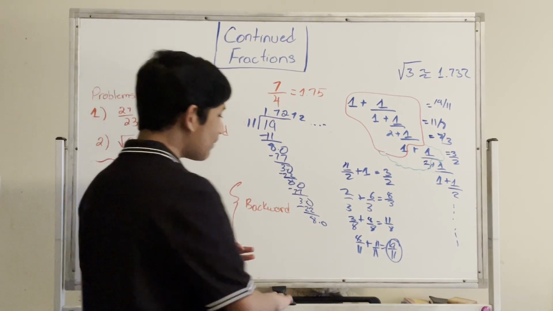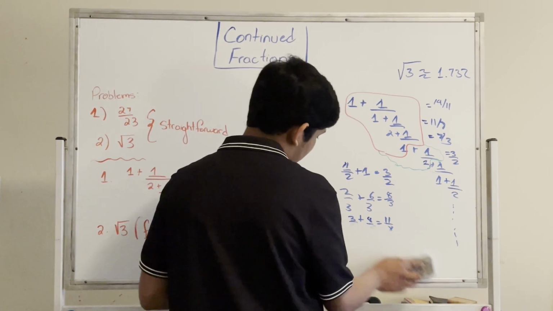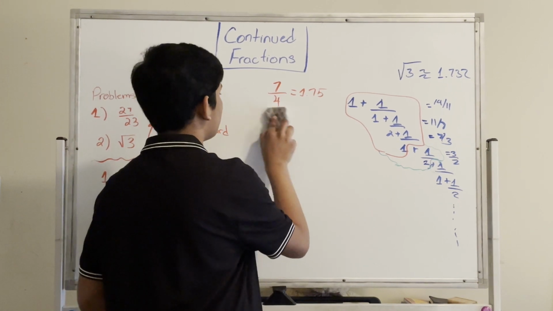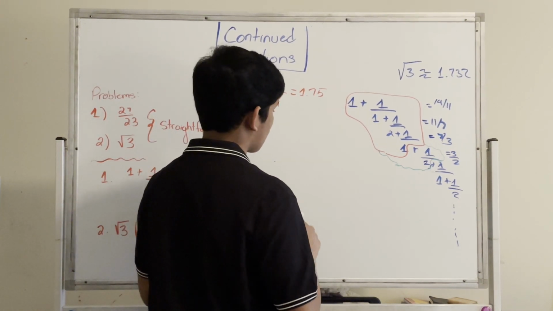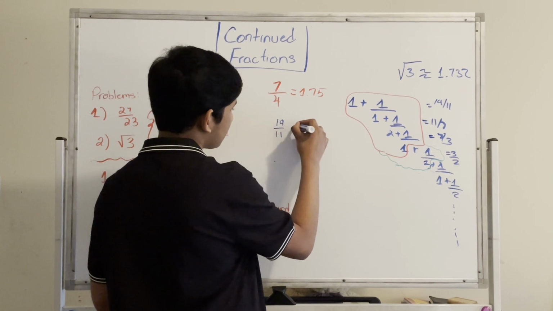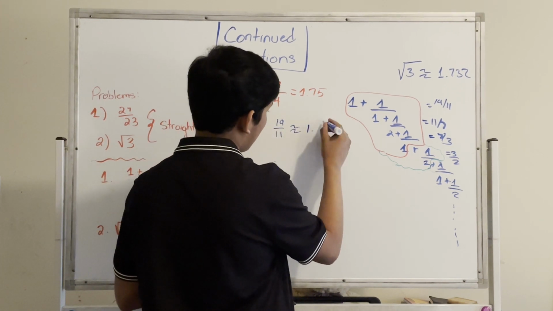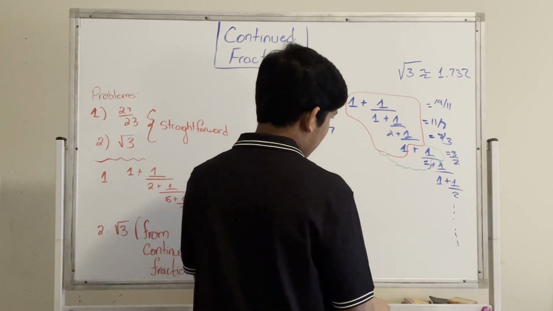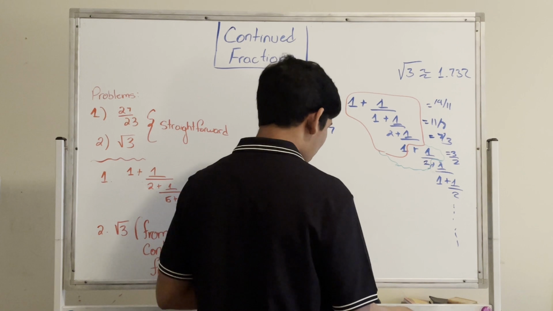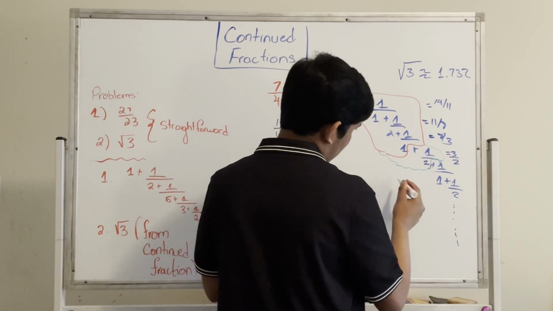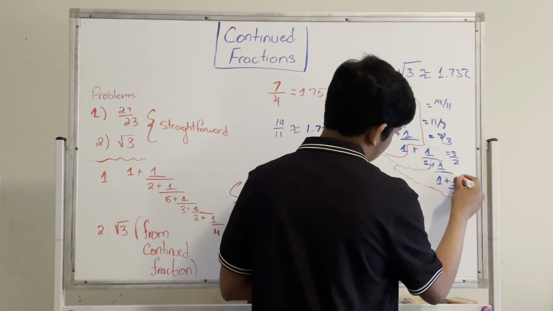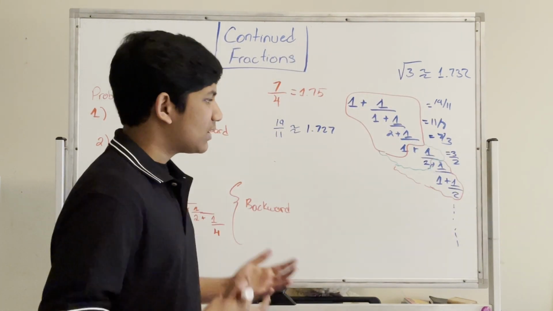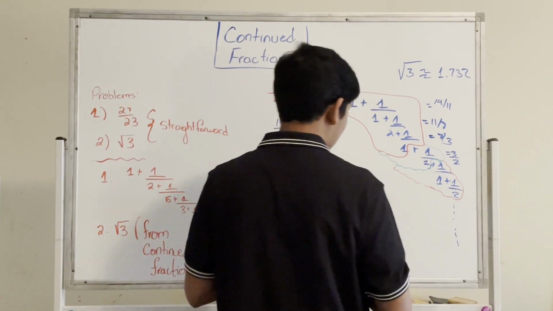Let's extend this a little bit further, just to essentially see that this continued fraction approaches the square root of 3. So we got 19 over 11. This is approximately 1.727. Okay. So let's extend our boundaries to this. So the new red boundary. That's all of this. So let's do this. So let's erase this first.